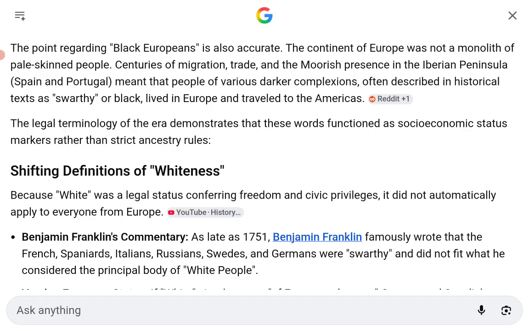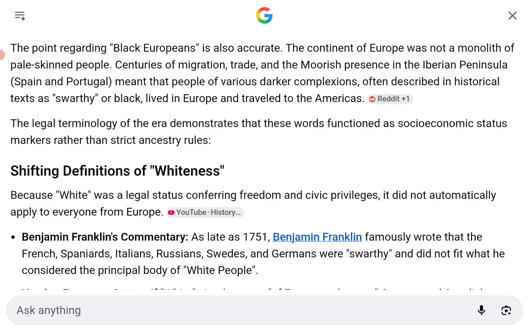The point regarding black Europeans is also accurate, because we had to let them know there were black Europeans in America. The continent of Europe was not a monolith of pale-skinned people.